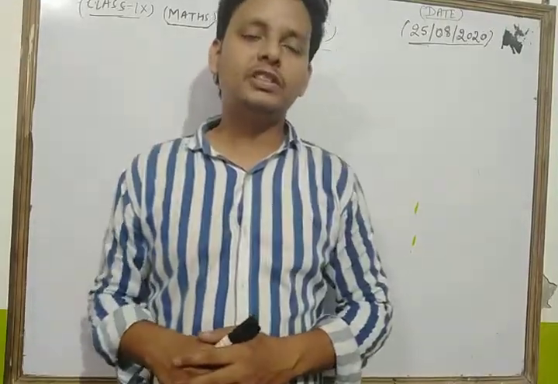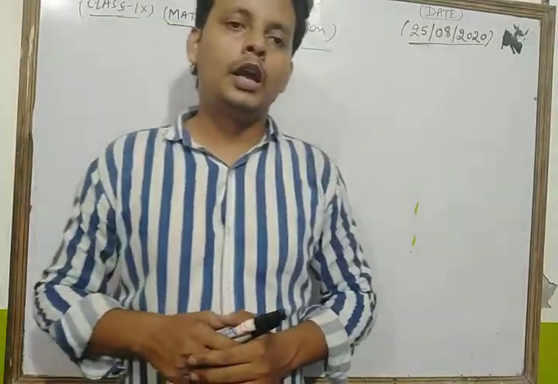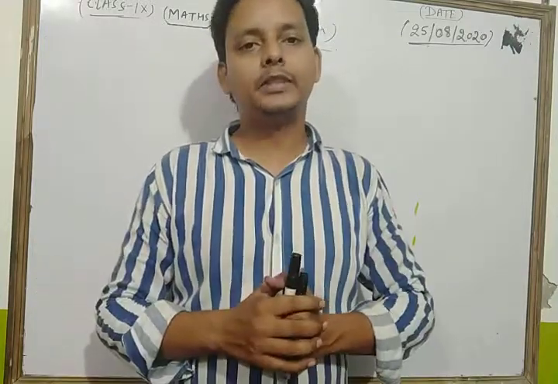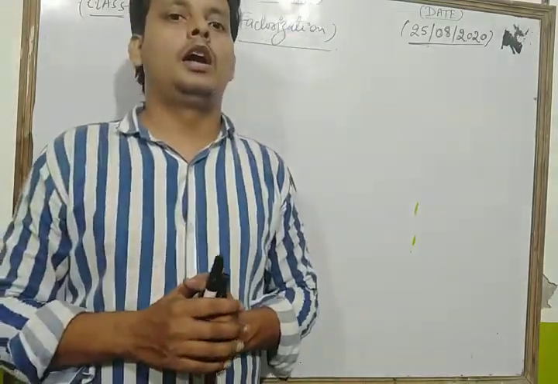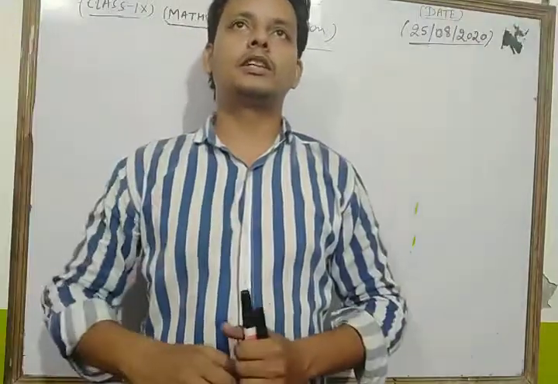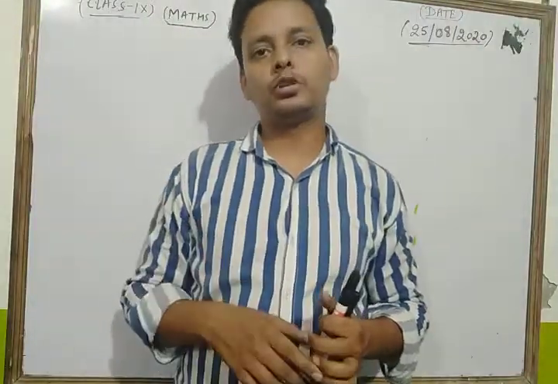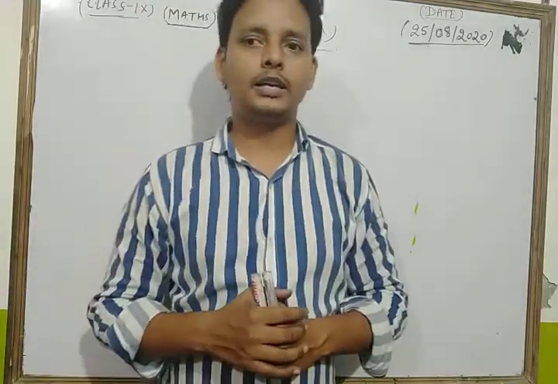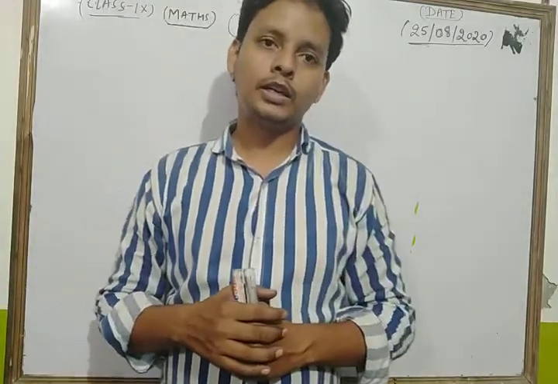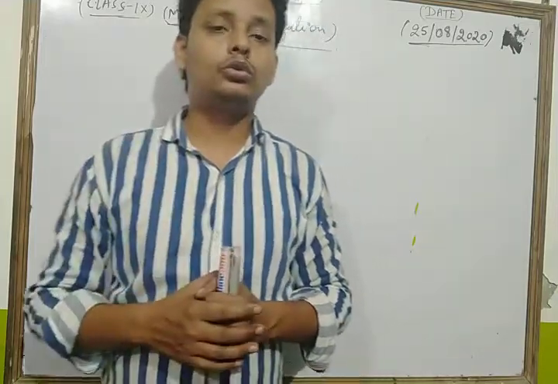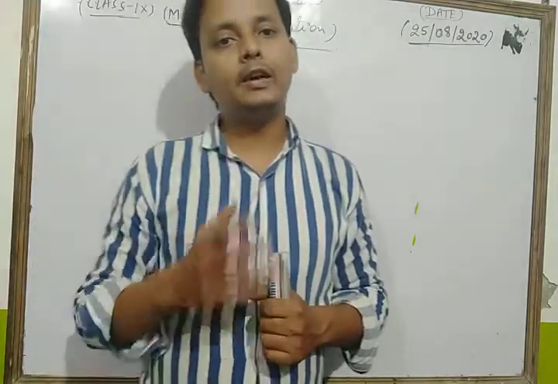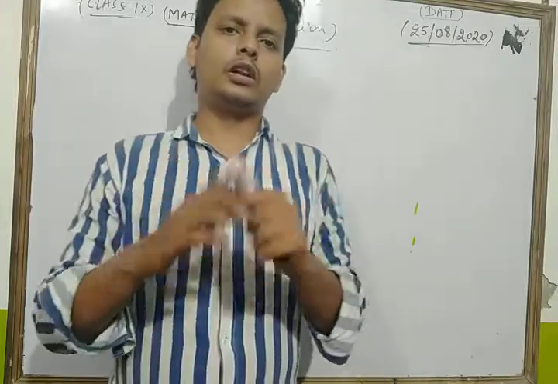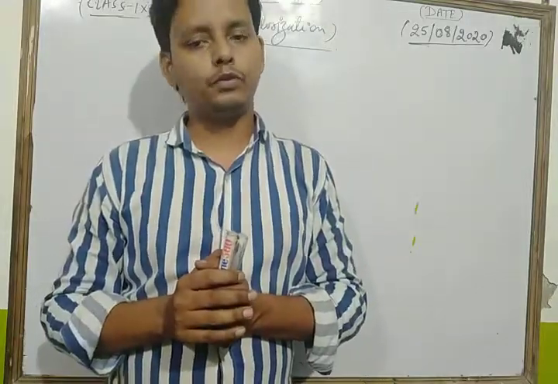In the previous class, dear students, we discussed the chapter factorization of algebraic expressions. We solved some questions based on the identities (a plus b) whole square, (a minus b) whole square, and a square minus b square. We also solved questions based on splitting the middle term of quadratic polynomials. We discussed all of those types of questions.